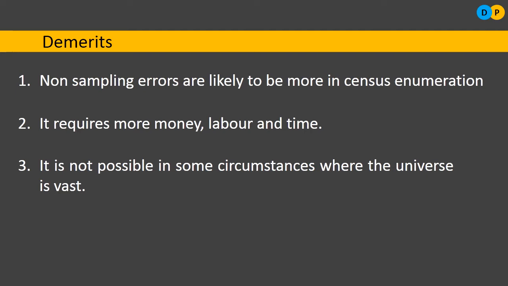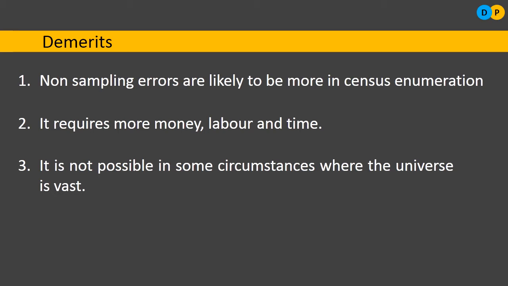And the third one is that in some circumstances it is not possible, where the universe is vast. For our statistical survey, we will be choosing a particular population. If the population size is very big, then you cannot conduct this type of investigation.